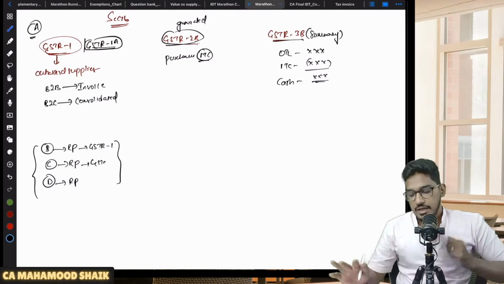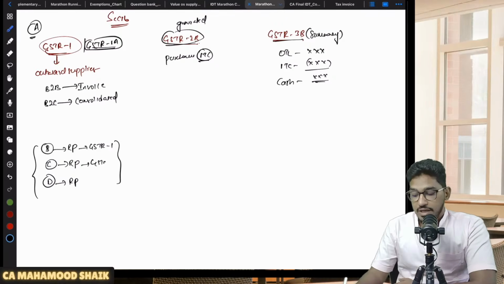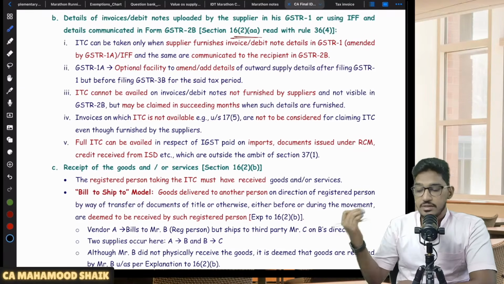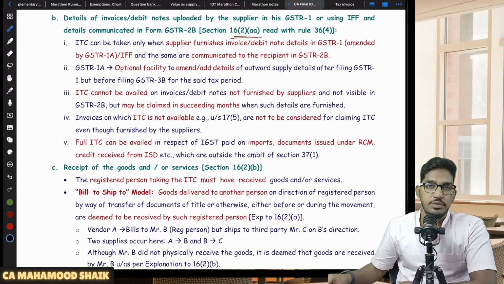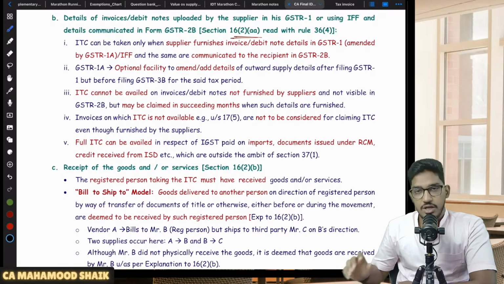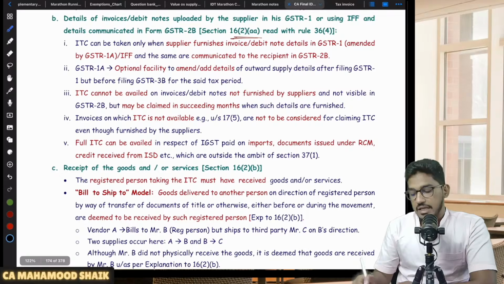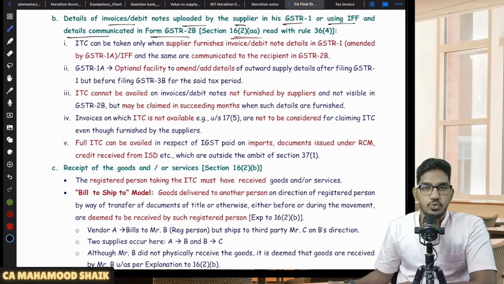Okay, so these are the basic returns. Now why was I explaining these returns? What we are actually discussing are the conditions required to be fulfilled in order to avail the input tax credit. The first condition we have seen. The second condition says that the details of the invoices or debit notes uploaded by the suppliers in their GSTR1 or using the invoice furnishing facility must be communicated in form GSTR2B.